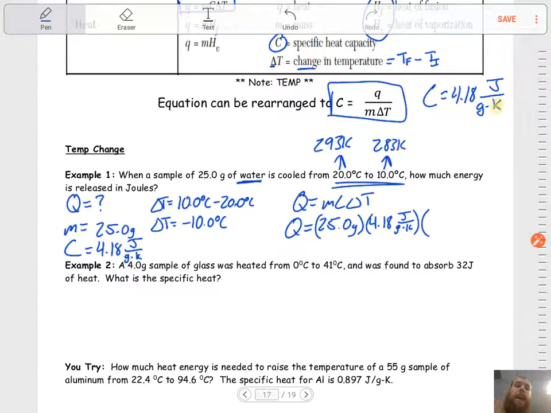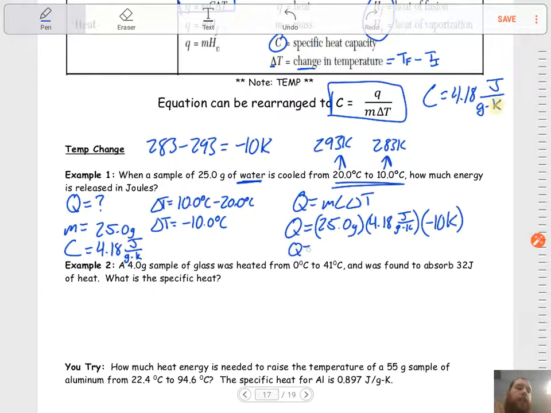Now, when I do the math and I do my subtraction, 283 minus 293 is going to be the same thing, negative 10 Kelvin. So if you can recognize that when I have a temperature change, okay, this is not going to hold true necessarily with other ones, but when I'm changing my temperature, the change in Celsius degrees and Kelvin degrees are the same. So this is going to be a negative 10 K for my temperature change, my delta T.